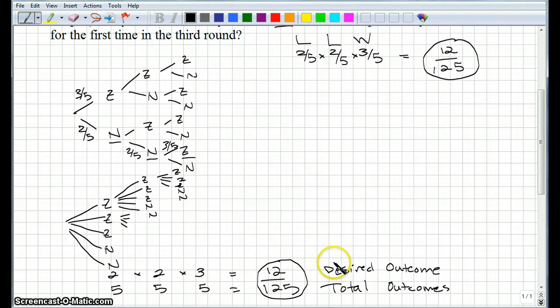Okay, so given the fact that we have outcomes that are not equally likely, we can formulate this equivalent problem. Okay, and then you can see a little better why we can just multiply those probabilities together. Okay, hopefully that makes sense to you. So there you go. There's the answer, 12/125.